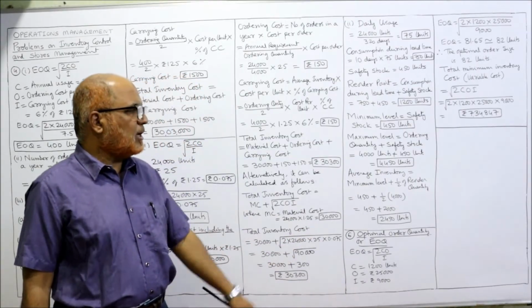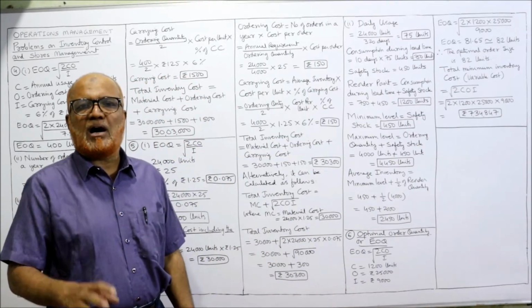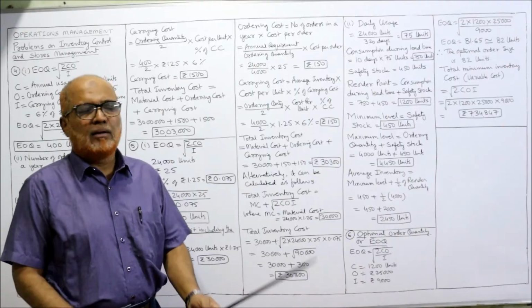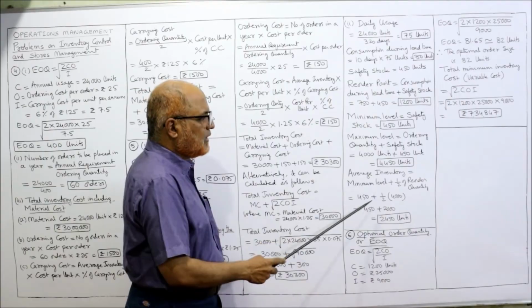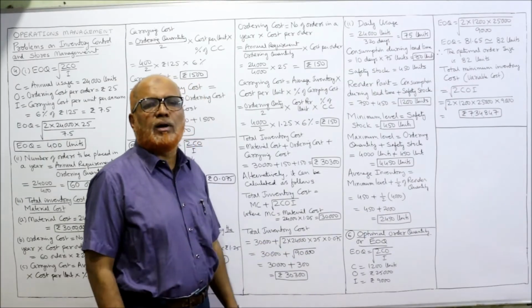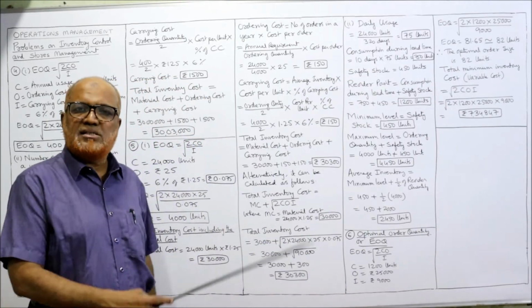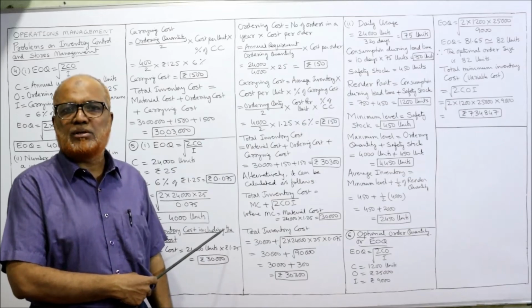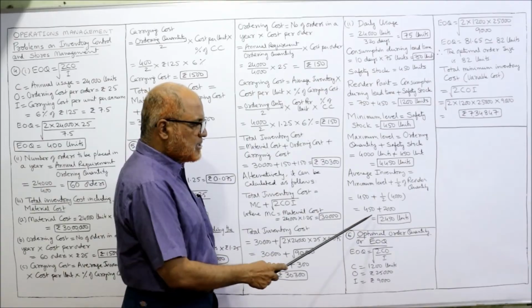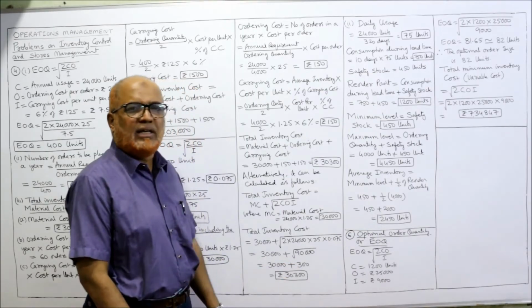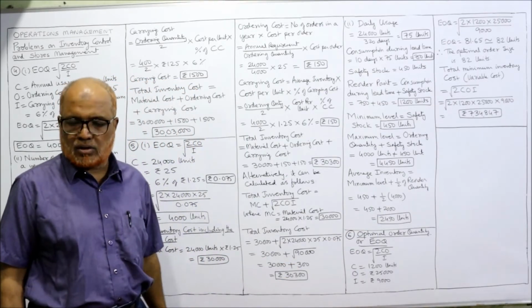And average stock level is minimum level plus half of reordering quantity. Minimum level is the safety stock level, 450, plus half of reorder quantity. The reordering quantity is the EOQ, 4,000. Half of 4,000 is 2,000. So 2,000 plus 450, 2,450 units. That is the average stock.